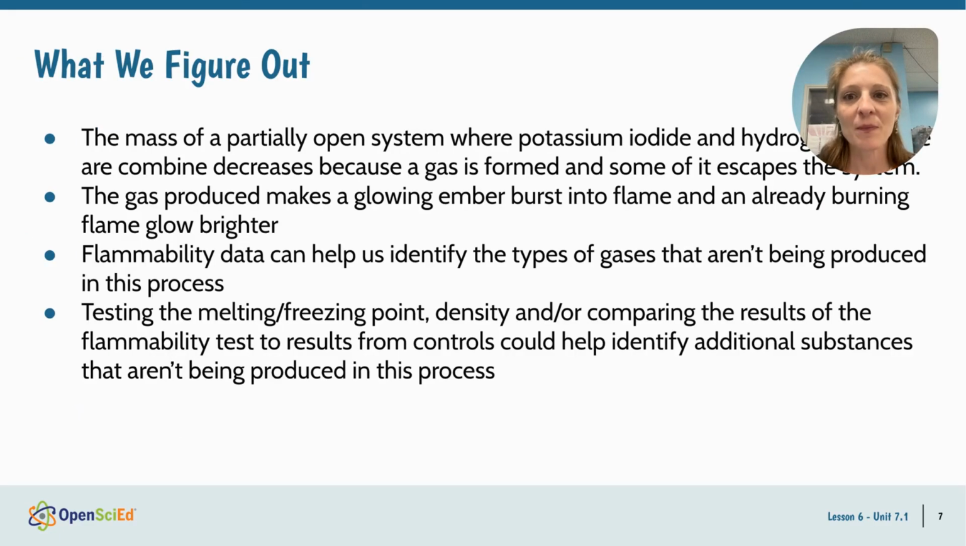What do we figure out? We figure out that the mass of a partially open system, where potassium iodide and hydrogen peroxide are combined, decreases because a gas is formed and some of the gas escapes the system. We figure out that the gas produced makes a glowing ember burst into flame and an already burning flame glow brighter. We figure out that flammability data can help us identify the types of gases that aren't being produced in this process.